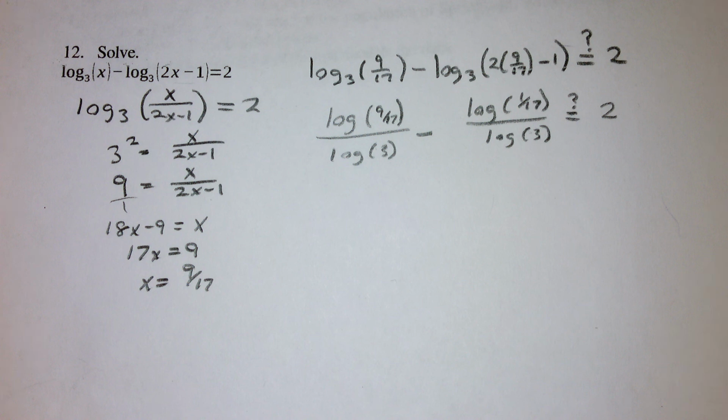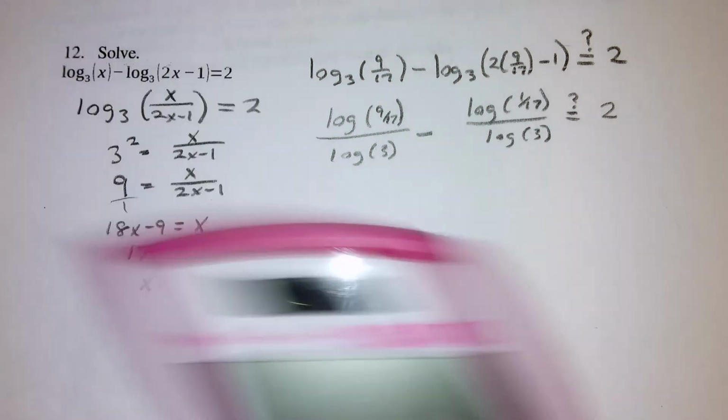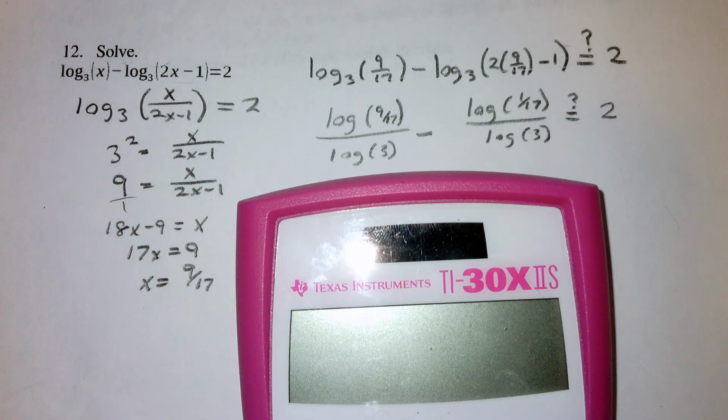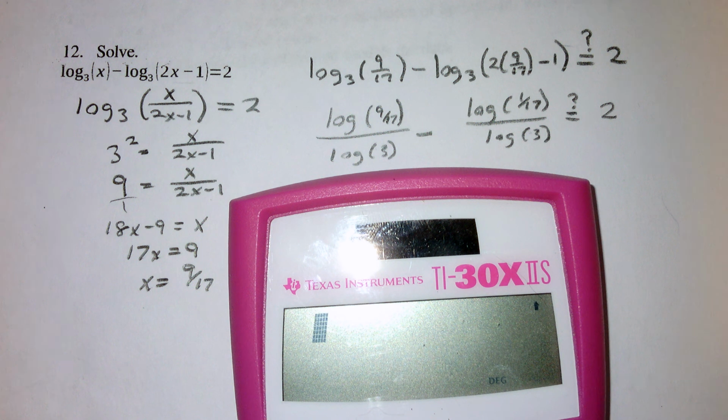To do this, I'm going to pull out the calculator. We'll see if we can get the calculator to be part of this. Here we go. I'm going to take the log, and then I'm going to use my ABC button to do the 9/17. So I'm going to do 9 ABC 17. I'm going to close the parentheses, and then I'm going to divide that by the log of 3. I'm going to hit enter so I get an intermediate value.